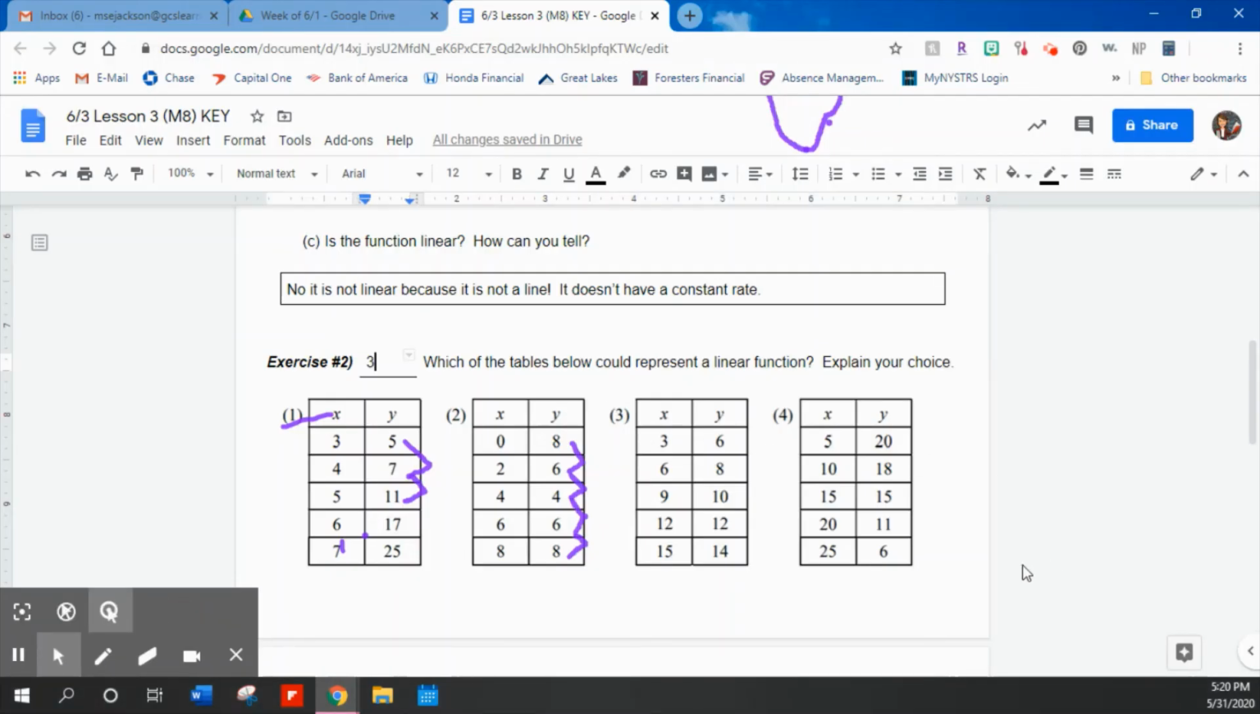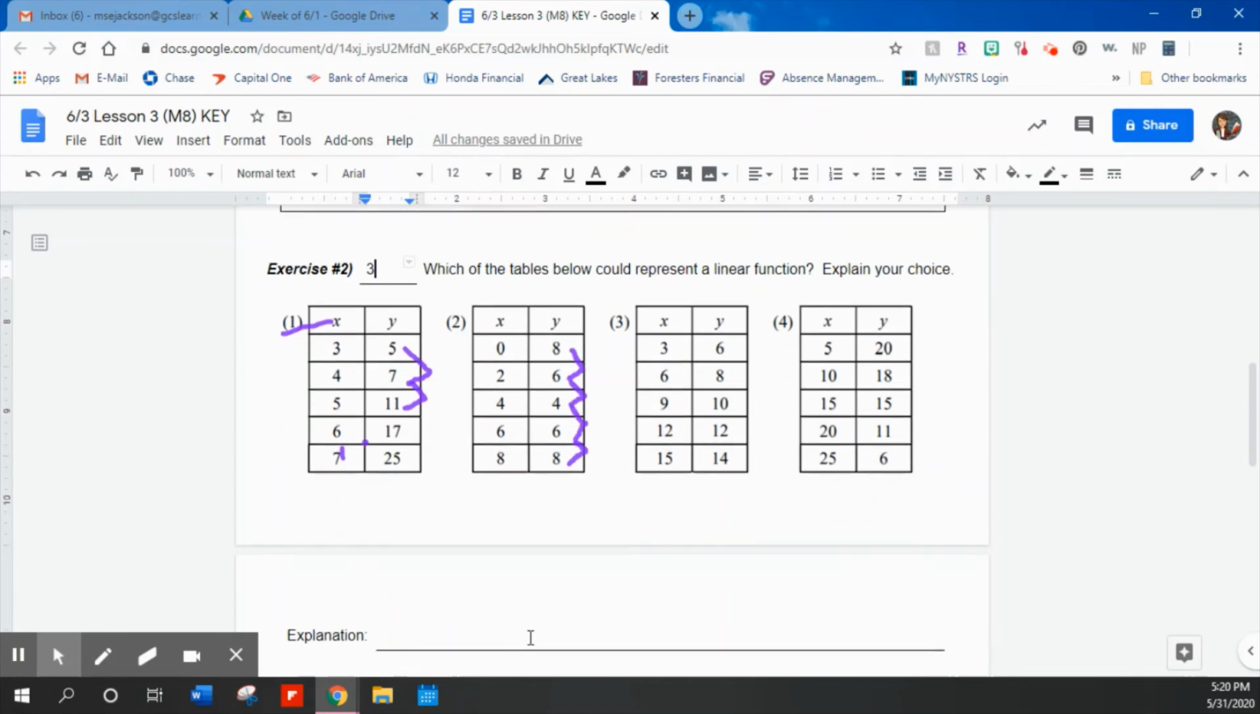Okay, I got choice 3 because we are increasing by 2 each time. Now choice 4 decreases by 2, but then it decreases by 3. So choice 3 is going to make the most sense because the output values are increasing by 2 every time. Constant rate is a biggie when it comes to linear functions.